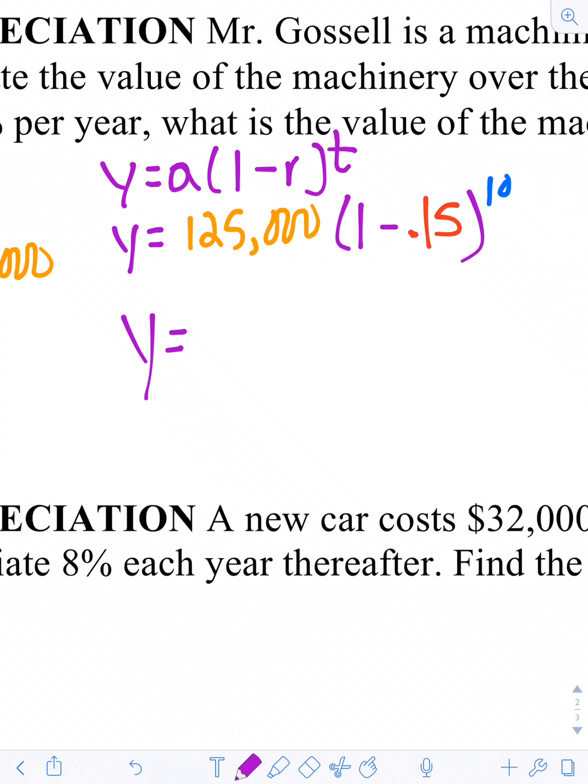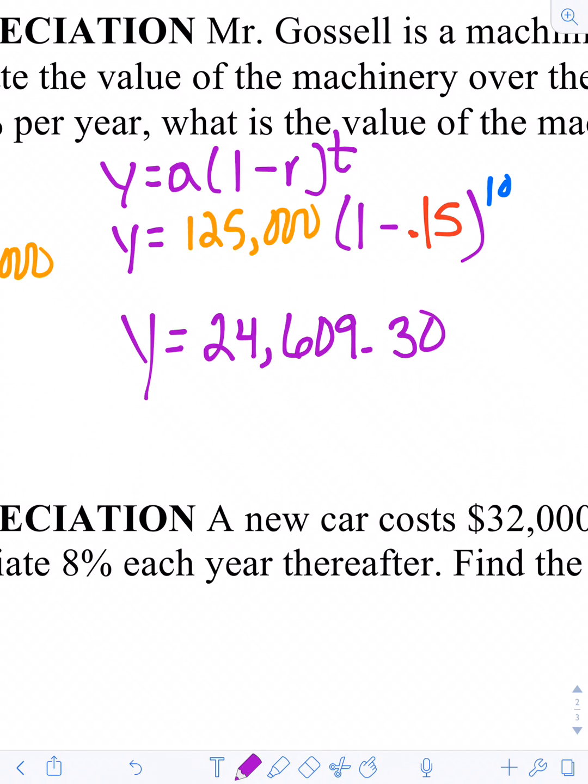Okay, so we have 125,000, and then parentheses 1 minus 0.15, and that's to the power of 10. So that will give us, let's see, 24,000, so $24,609.30. Okay, so that's it.